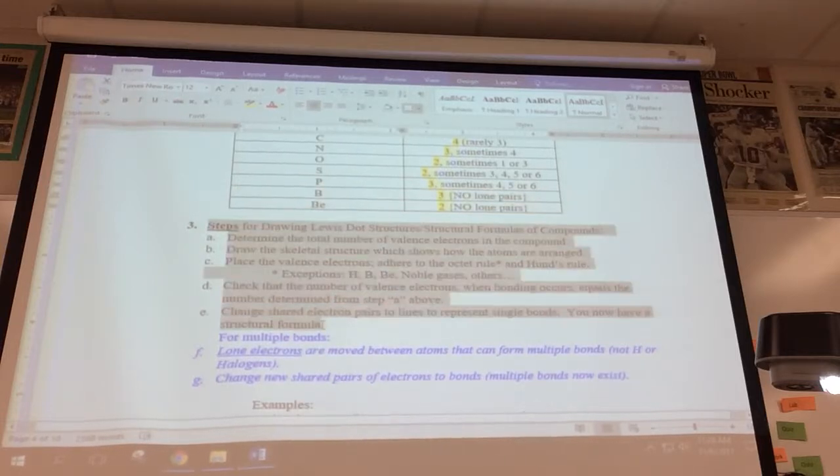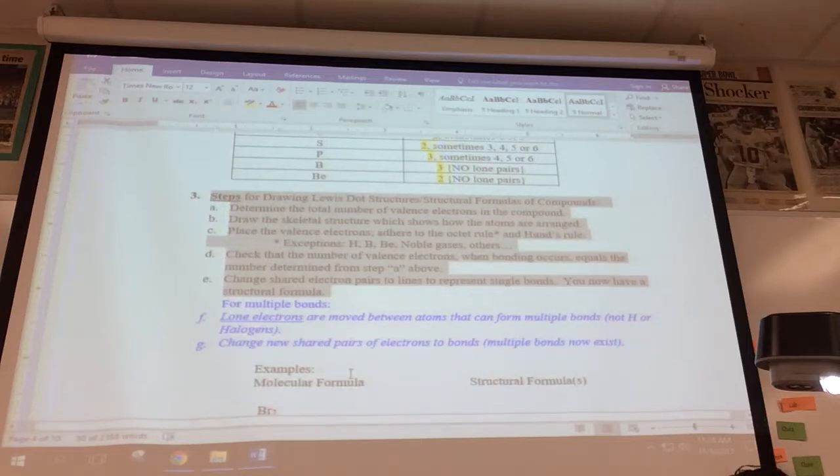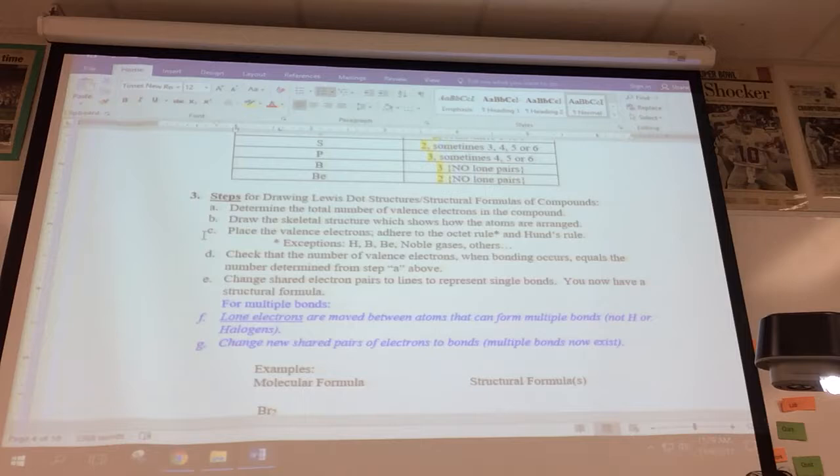These are the steps for drawing compounds with single bonds. We'll get to the multiple bonds next time. You have to master single before multiple. The first step in drawing a Lewis dot structure or a structural formula is to figure out the total number of valence electrons in the compound. Very straightforward. I'll walk you through in a minute.